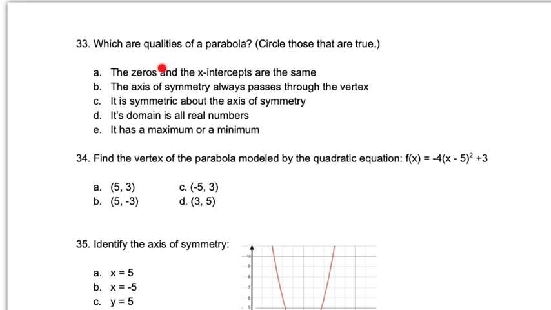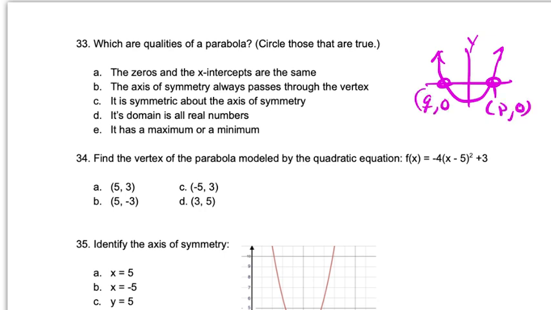Now our last page, 33, what qualities are true here? The zeros and the x-intercepts are the same. That's true if you think about a parabola. These are where it equals 0. That's your y. Where's y 0? Right here at the x-intercept. P 0 and Q 0. Okay, so that's true. A is.